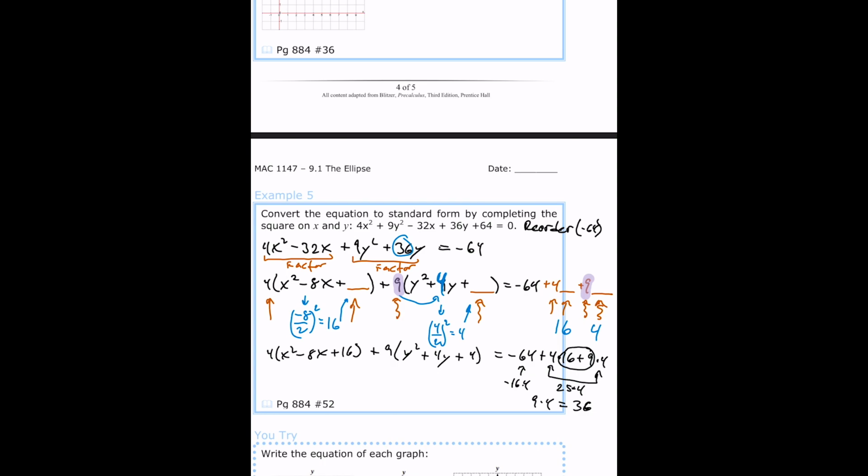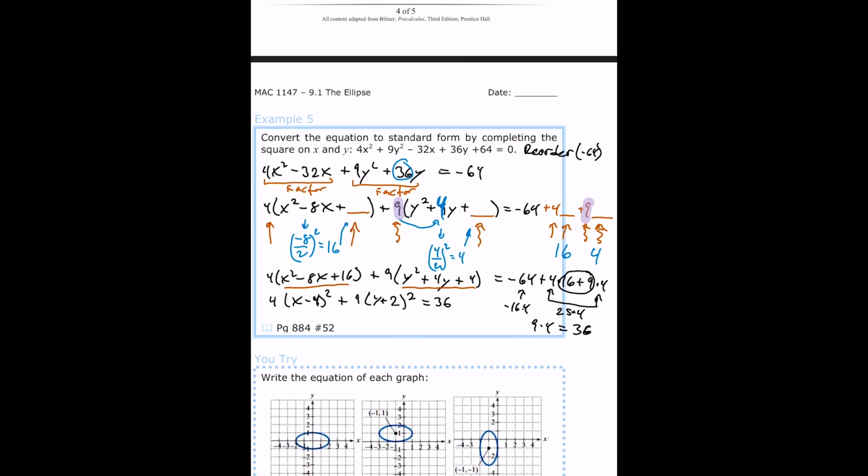And on the left-hand side of our equation, this is factorable, and so is this. They're perfect squares. We designed them that way. So the left-hand side, when we factor, becomes 4 times the quantity x minus 4 squared plus 9 times the quantity y plus 2 squared. And the right-hand side does indeed turn out to be 36, just doing a little quick math over there.